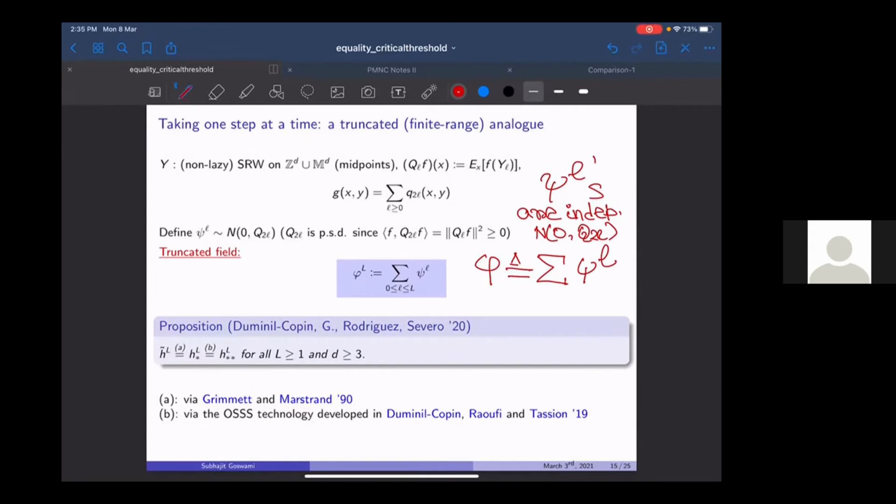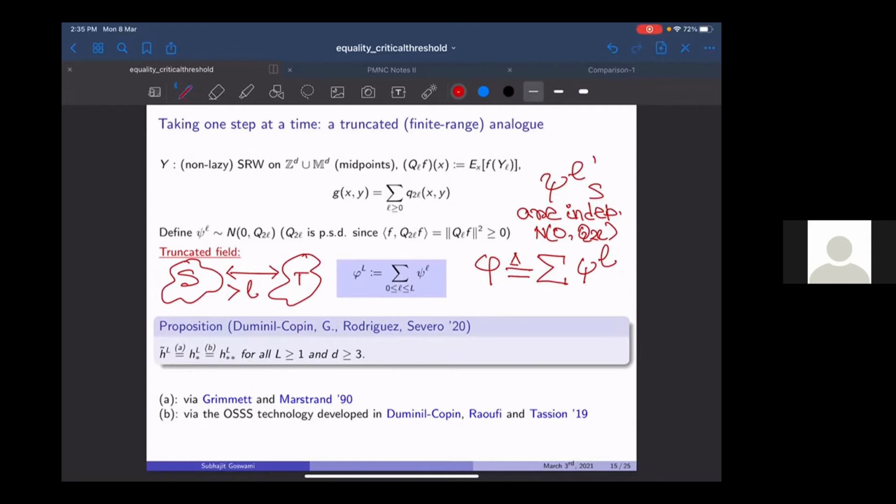Now notice an important property of psi_L. What is its covariance kernel? Its covariance kernel is Q_{2L}. In particular, the covariance between x and y, or for that matter between any two sets, is an immediate consequence. We take any two sets S and T such that the distance between them is strictly bigger than, let's say, L.